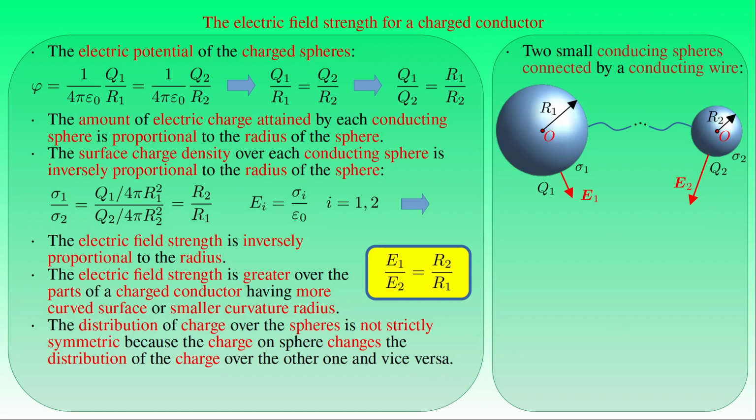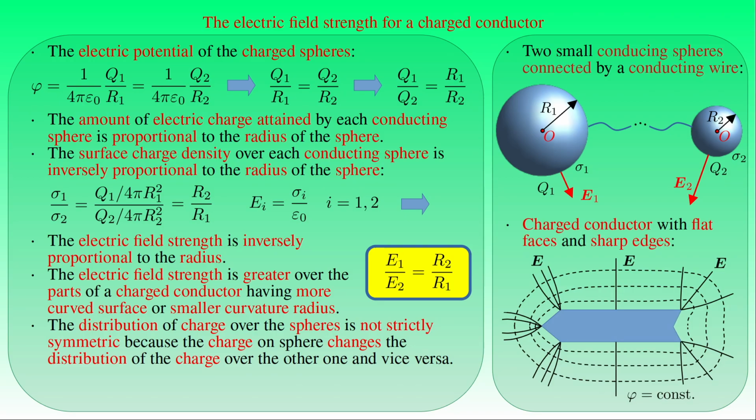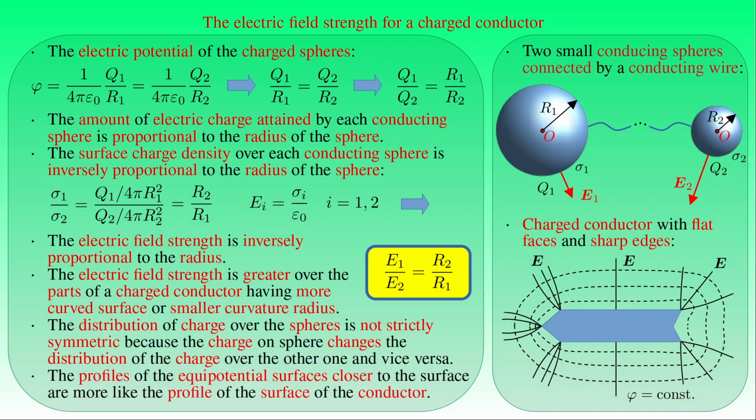In this figure we show the electric field produced by a charged conductor with flat faces and sharp edges, where the continuous lines mean the electric field lines, and the equipotential surfaces or lines are represented by dashed lines. The field lines emanating from the edges indicate a very strong electric field at the edges. We can also see that the profiles of the equipotential surfaces closer to the surface of the conductor are more like the profile of the surface of the conductor, which is itself an equipotential surface.